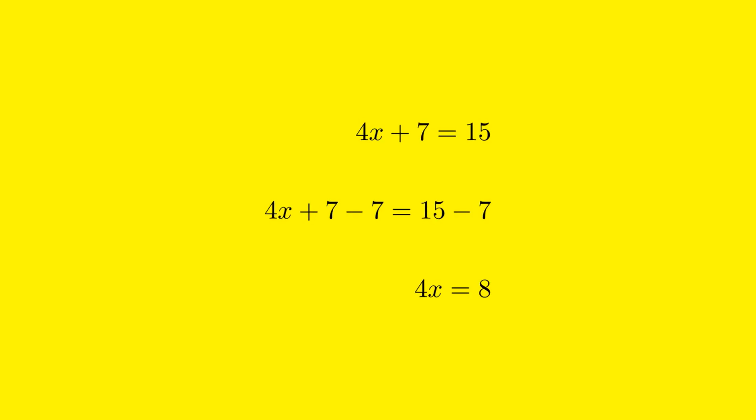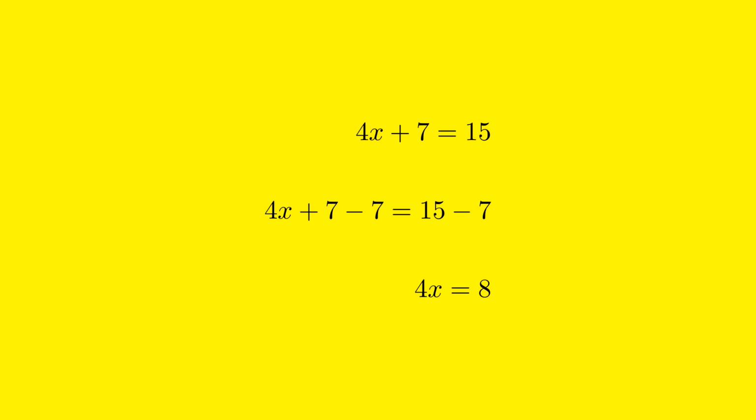To solve for the variable x in the equation 4 times x plus 7 equals 15, the first step is to isolate the term that contains the variable, which is 4 times x, on one side of the equation. We do this by eliminating the constant term on the same side as the variable. In this case, we need to remove the plus 7 from the left side of the equation.